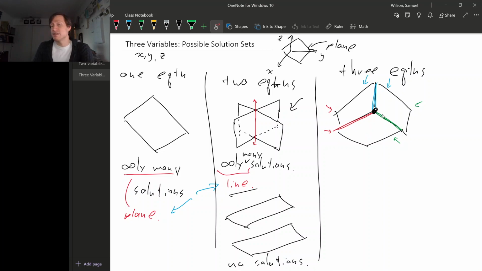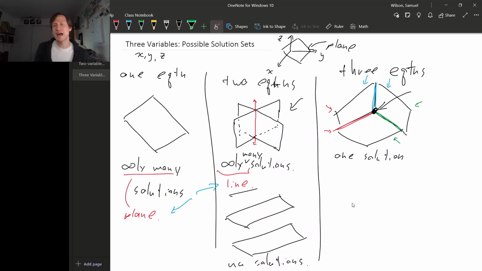So in this situation, these three planes actually intersect at this single point. So in this case, there's exactly one solution to a system of equations in 3 variables and 3 equations. All right, what are other possibilities?